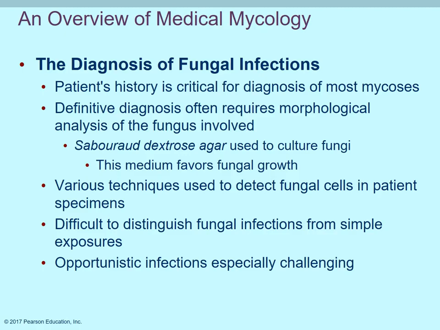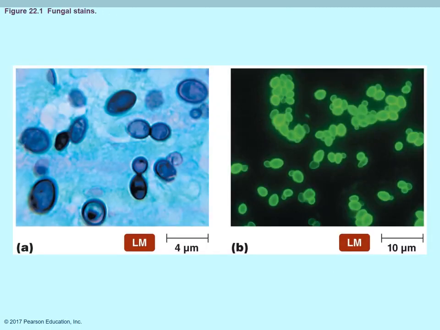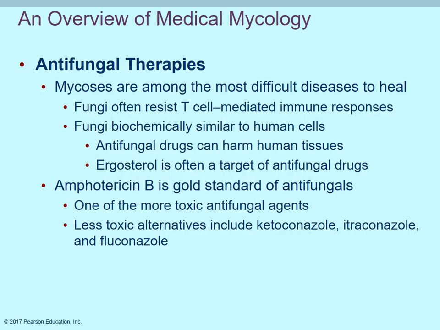Depending on what you suspect with the patient, you can get samples. There are other techniques that you can use, whether it's fluorescent antibody. It depends on the specific situation as to how you're going to diagnose. As you can see in the stain, you can do fungal stains, you can do the fluorescent staining as well.